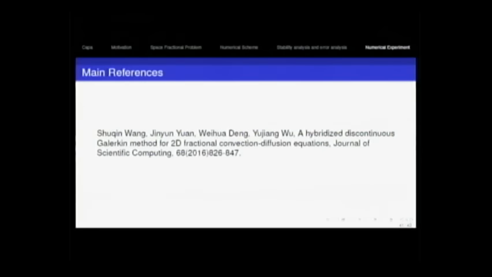So this is my talk, and the main result was published in Journal of Scientific Computing. And so this is the main content of my talk. So there is an advertisement. Okay.